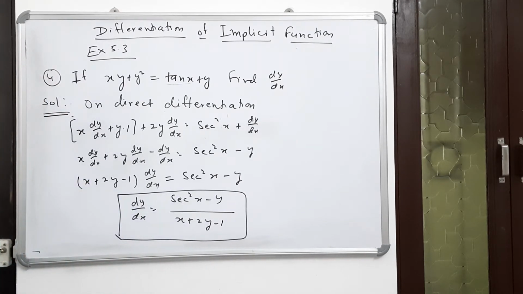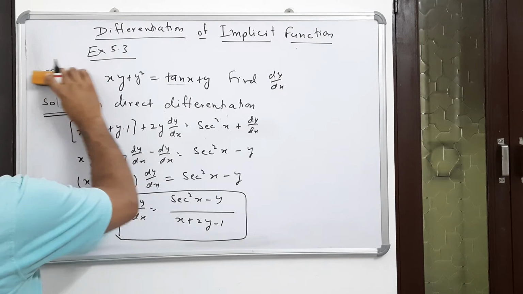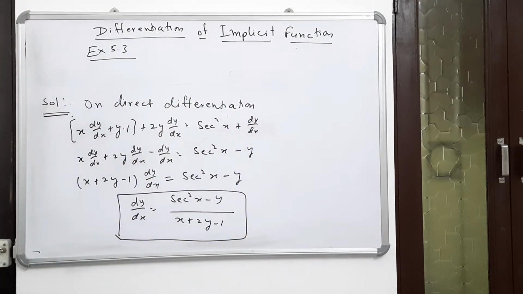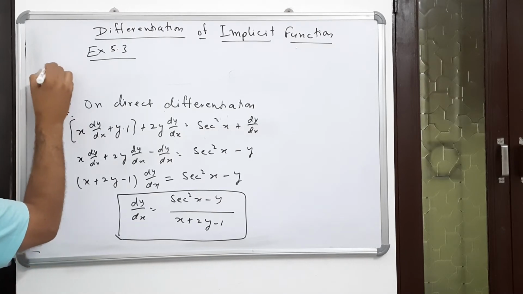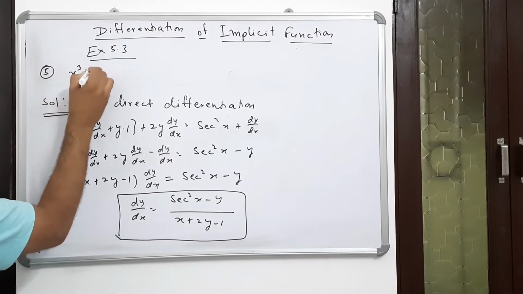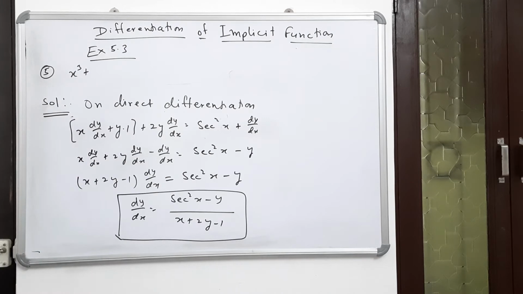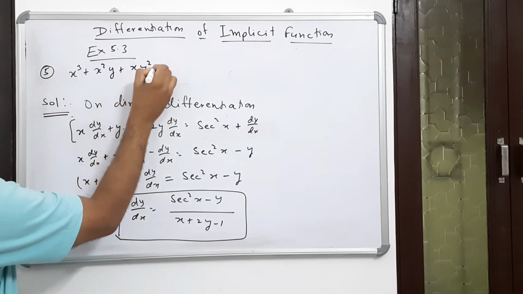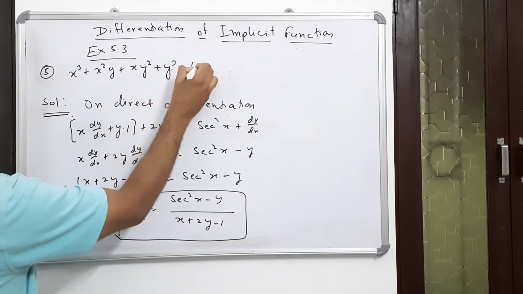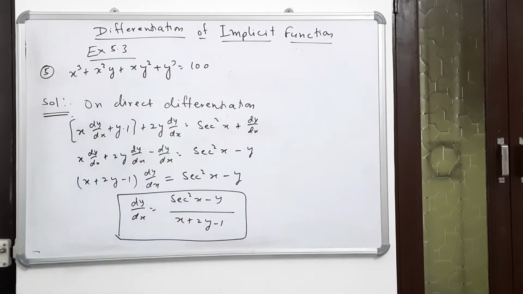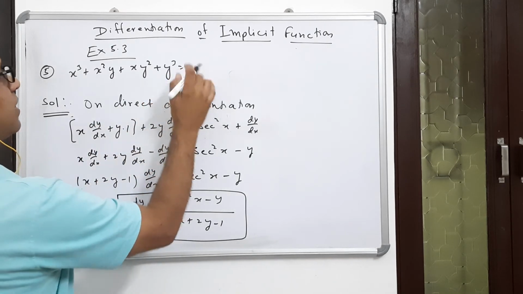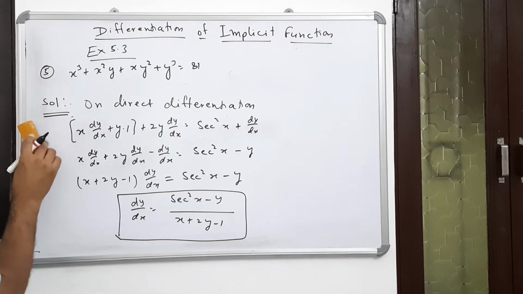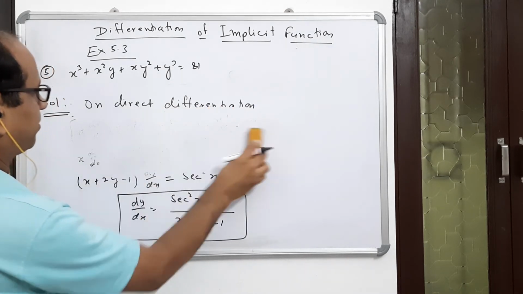Now I am taking one more sum in the continuation of this, and please observe it. The fifth problem is x cube plus x square y plus xy square plus y cube equals 81. The number is 81. It can be any number because the ultimate derivative will be 0. Now you see this problem. Please observe it.